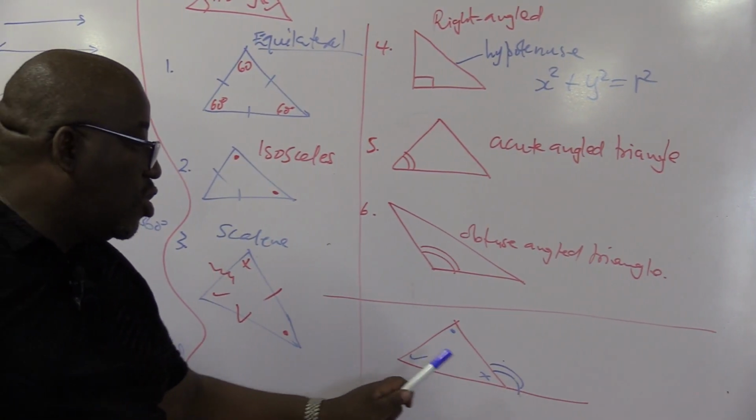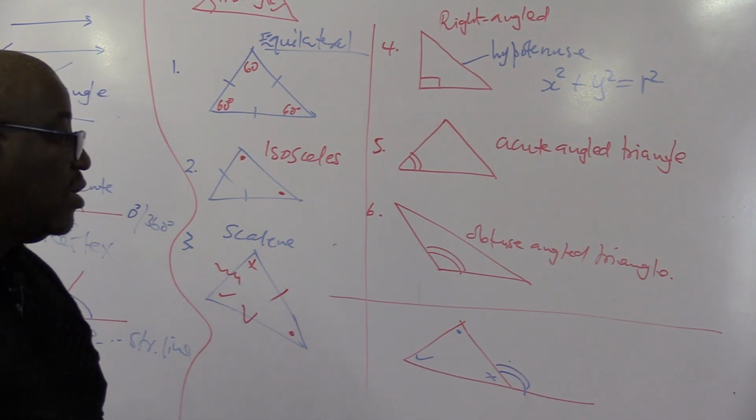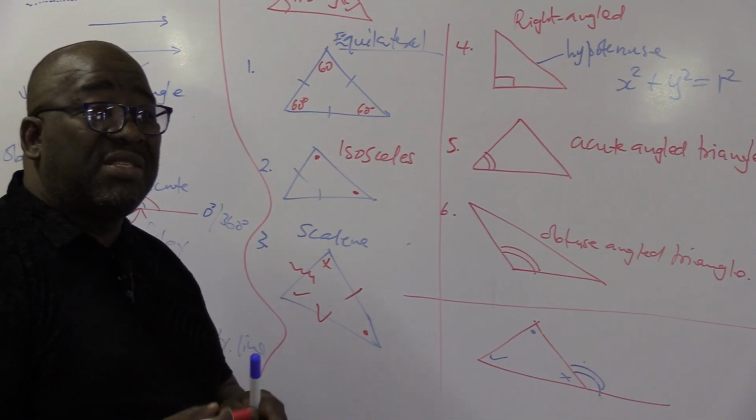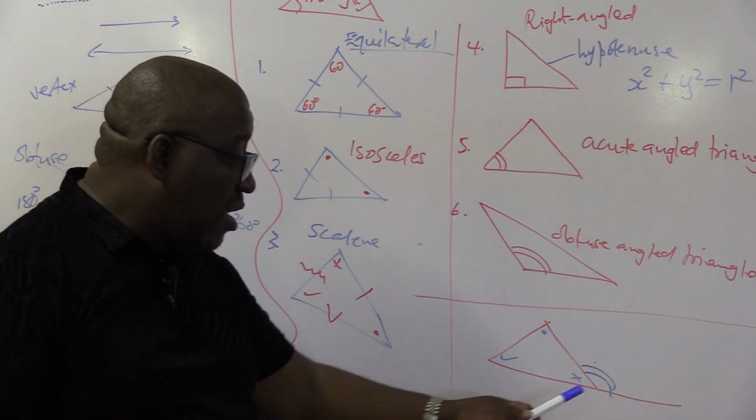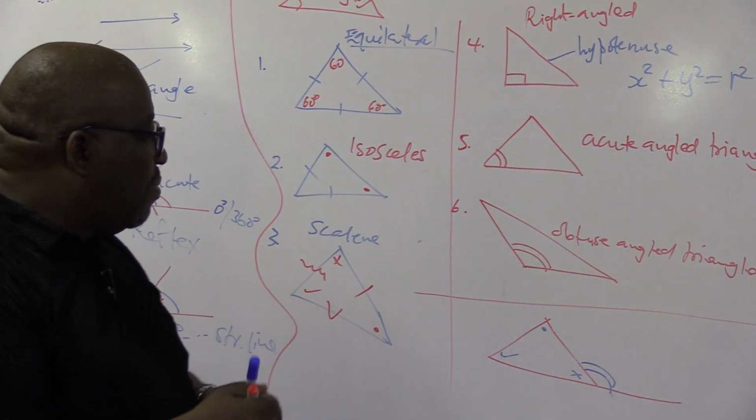You should not be confused. You must know that this one is equal to that plus this one, and you'll have only one unknown. So the exterior angle of a triangle is equal to the sum of the two opposite interior angles. That becomes important. I repeat, the exterior angle, this one outside, is equal to this one plus this one. I should not be confused.